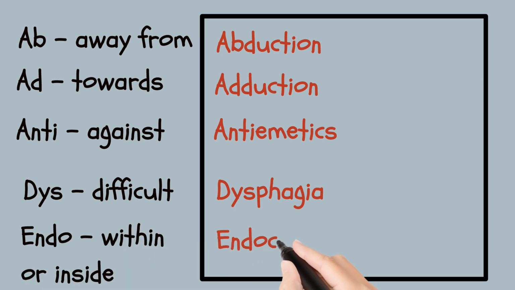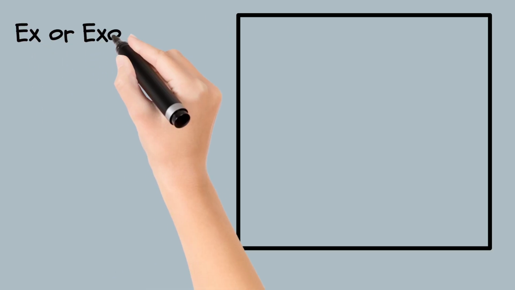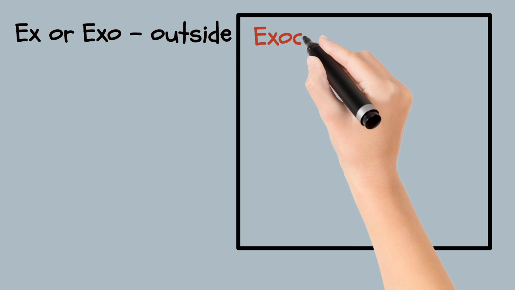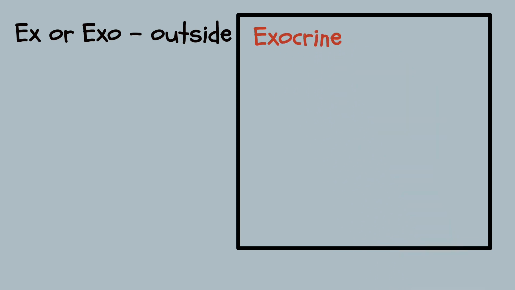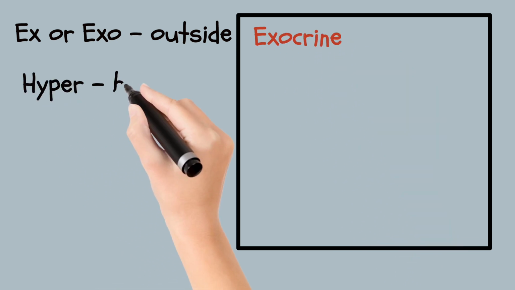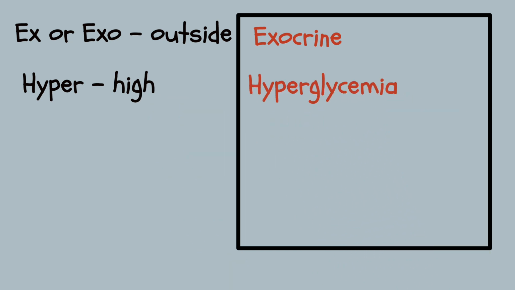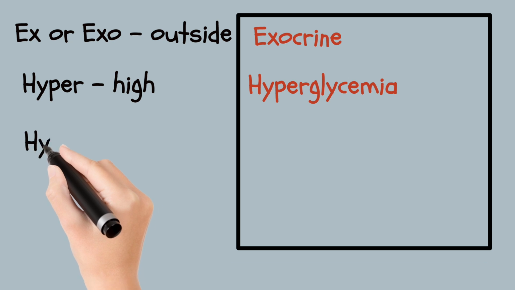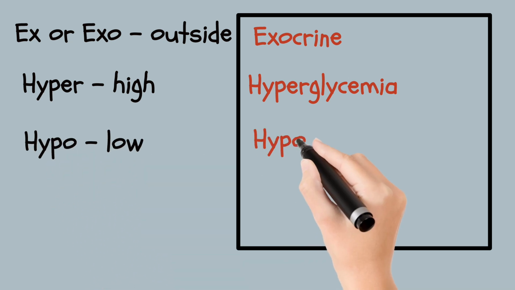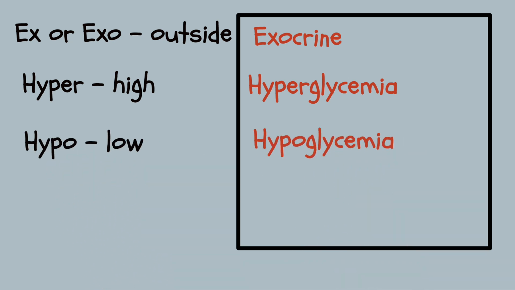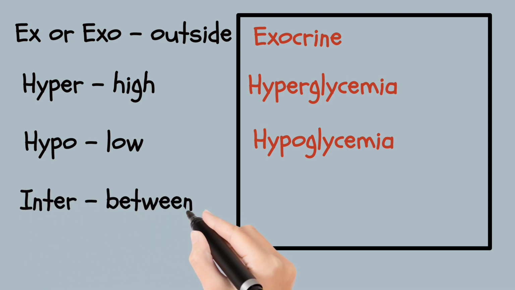Endo means within or inside. Endocrine, to secrete internally. Ex or exo means outside. Exocrine, to secrete externally. Hyper, higher or more than normal. Hyperglycemia, higher amounts of blood glucose. Hypo means lower or less than normal. Hypoglycemia, lower amounts of blood glucose.